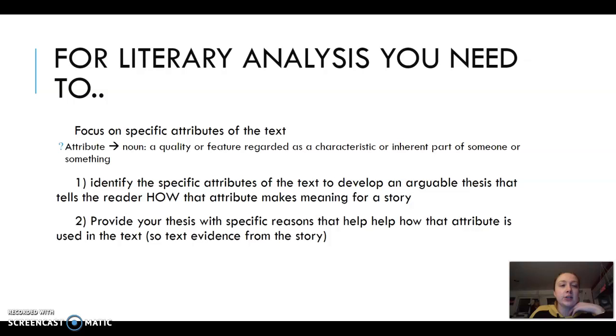Okay. For literary analysis, you need to focus on specific attributes of the text. So attribute is a noun, and it's a noun that means a quality or feature regarded as a characteristic or inherent part of someone or something. Something being the literary text in this instance. And then 1, identify the specific attributes of the text to develop an arguable thesis that tells the reader how that attribute makes meaning for a story. And then 2, provide your thesis with specific reasons that help show how that attribute is used in the text. So text evidence from the story.